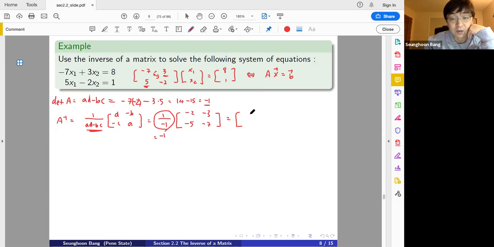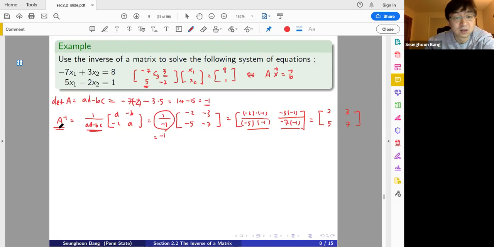So we have -2 times -1, -3 times -1, -5 times -1, -7 times -1. So the answer is like this. -2 times -1 is 2. -3 times -1 is 3. -5 times -1 is 5. And -7 times -1 is 7. This is exactly the inverse matrix.